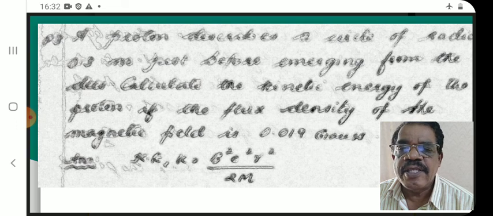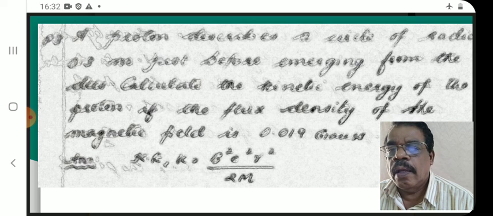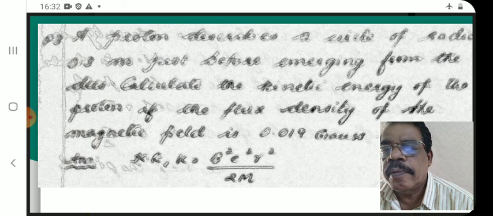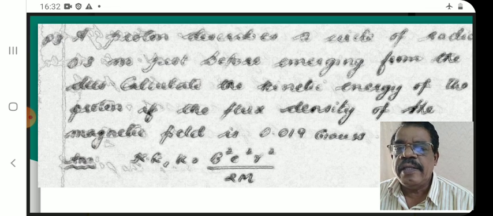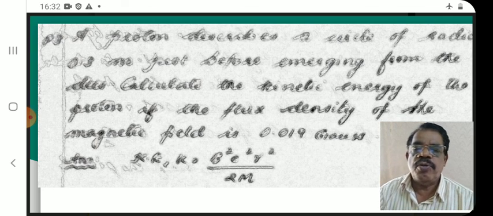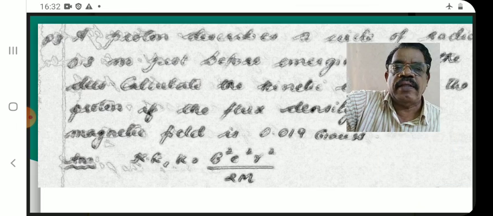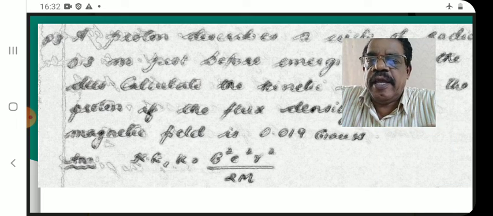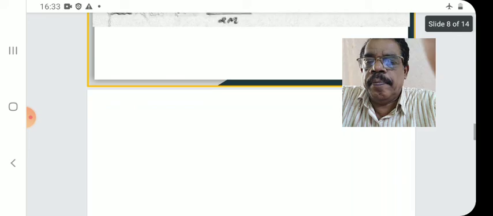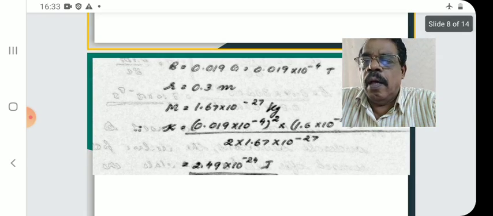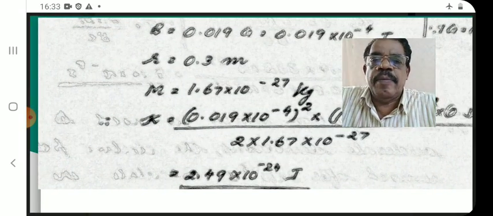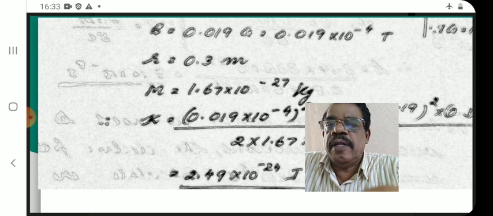The CGS unit Gauss is given, while Tesla is required. Here, the kinetic energy K is B square q square r square by 2m. The equation is given directly, and the values are directly put in the equation.